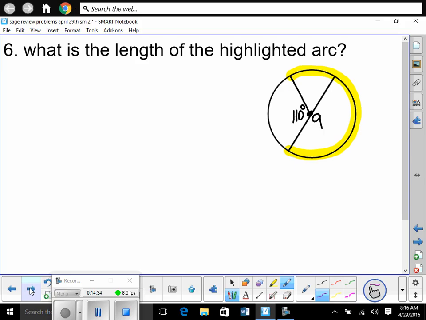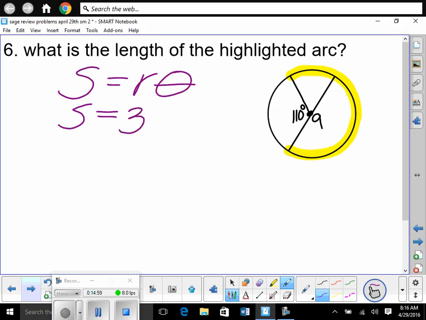So are we dealing with central angles? Okay, so we can figure out the measure of the arc, but I want to know the length. So we know the length of an arc is s equal to r times theta, where s means length of the arc. Looking at this picture, what's my radius? Isn't it 3? Yes, 3. So our radius is 3.